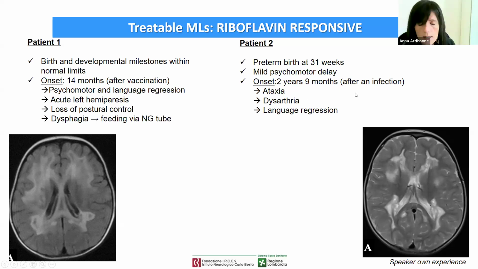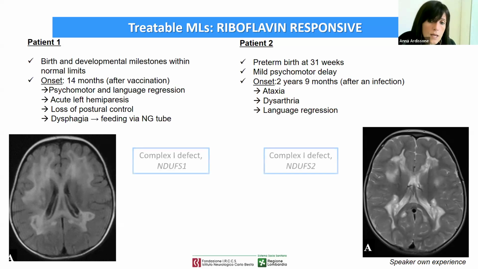The second patient presented some problems at birth, and so he developed a mild psychomotor delay, but at 2 years and 9 months, after another trigger, he developed ataxia, dysarthria, and language regression, and this is the MRI of the child. As you can see, there is deep white matter involvement and initial cavitation. In the diagnostic workup of this patient, elevated lactate levels were detected, and so mitochondrial disease was included in the diagnostic workup. And in both cases, a complex 1 deficiency was detected, associated with two different nuclear DNA genes.